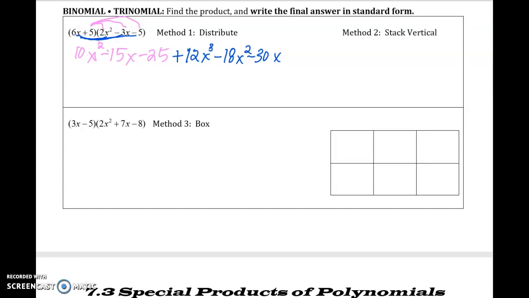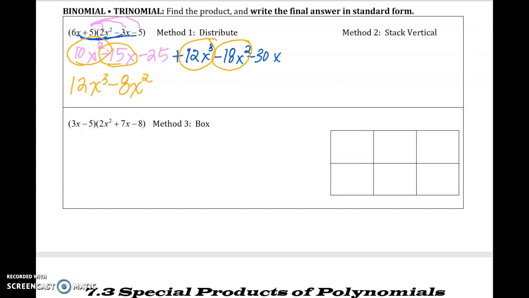And remember, when I do this, I also want to think about writing my answer in descending order. So I can see right now that my largest power is x cubed. So I'm going to start with that 12x cubed, and I don't have anything to put with that. I have a positive 10x squared and a negative 18x squared. So that gives me a minus 8x squared.